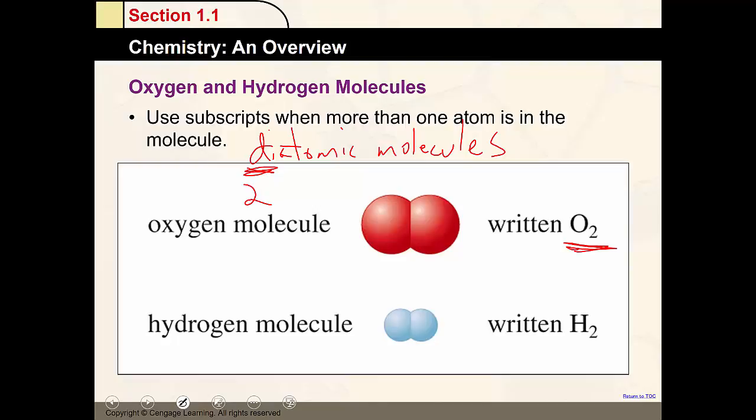And same with another type of gas, which is much more explosive. Hydrogen gas is just two hydrogen atoms bonded together. So we represent it with the chemical formula of H2.